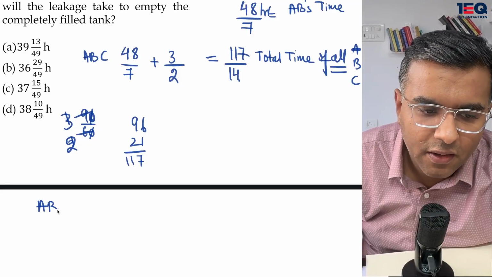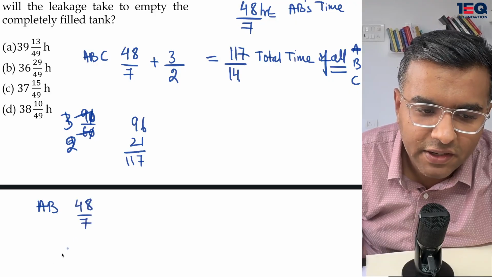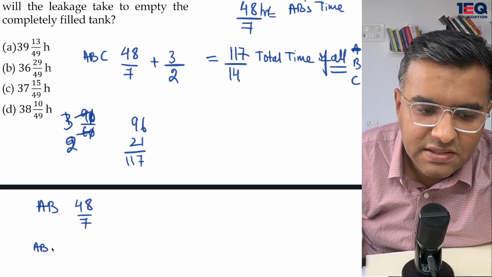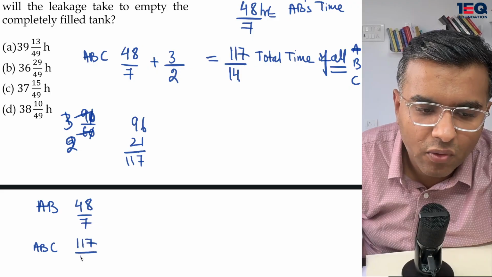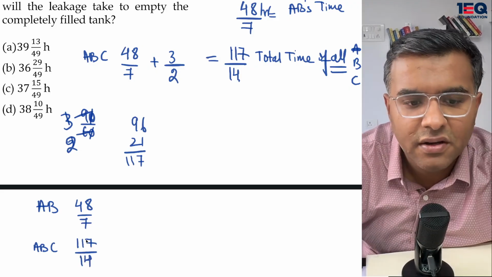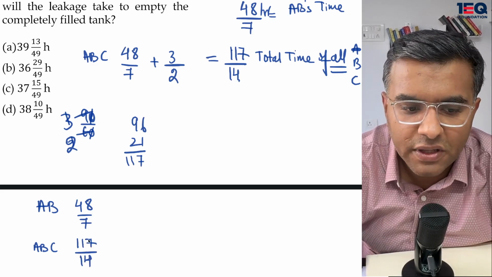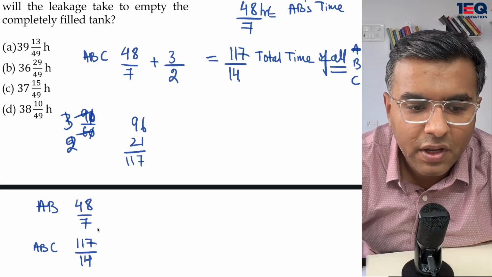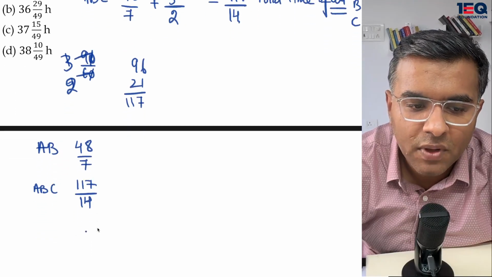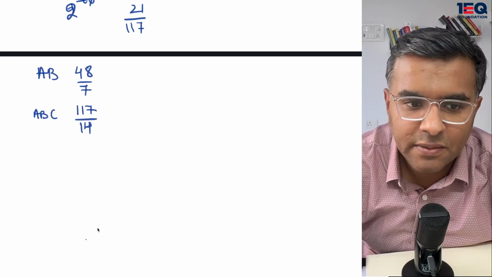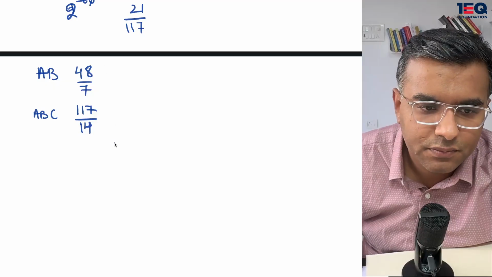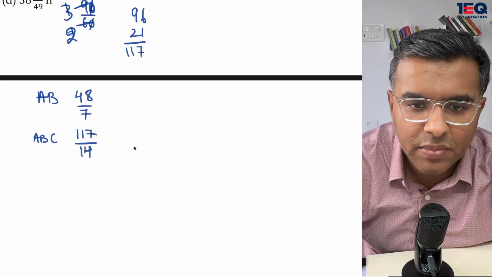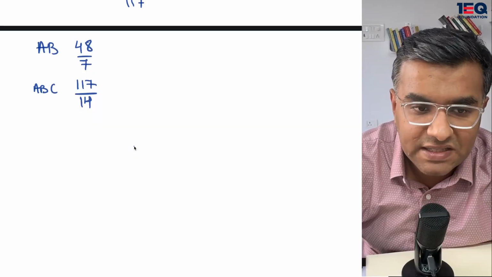When A and B are working together, 48 upon 7 is the time they are taking together. When A, B, and C are working together, 117 upon 14 is the time they are taking. Now, I need to find a common point so as to get the LCM in place. So what is the LCM over here?